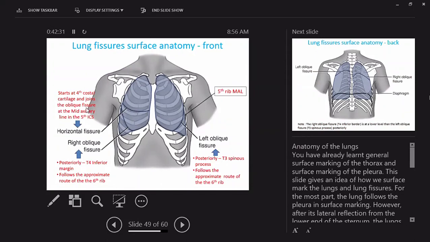These are the lung fissures. Have a look at that. This is how we surface mark the lung fissures. You know that the right lung has 2 fissures. It's divided into 3 lobes. The left lung has only 1 fissure. So there are only 2 lobes.